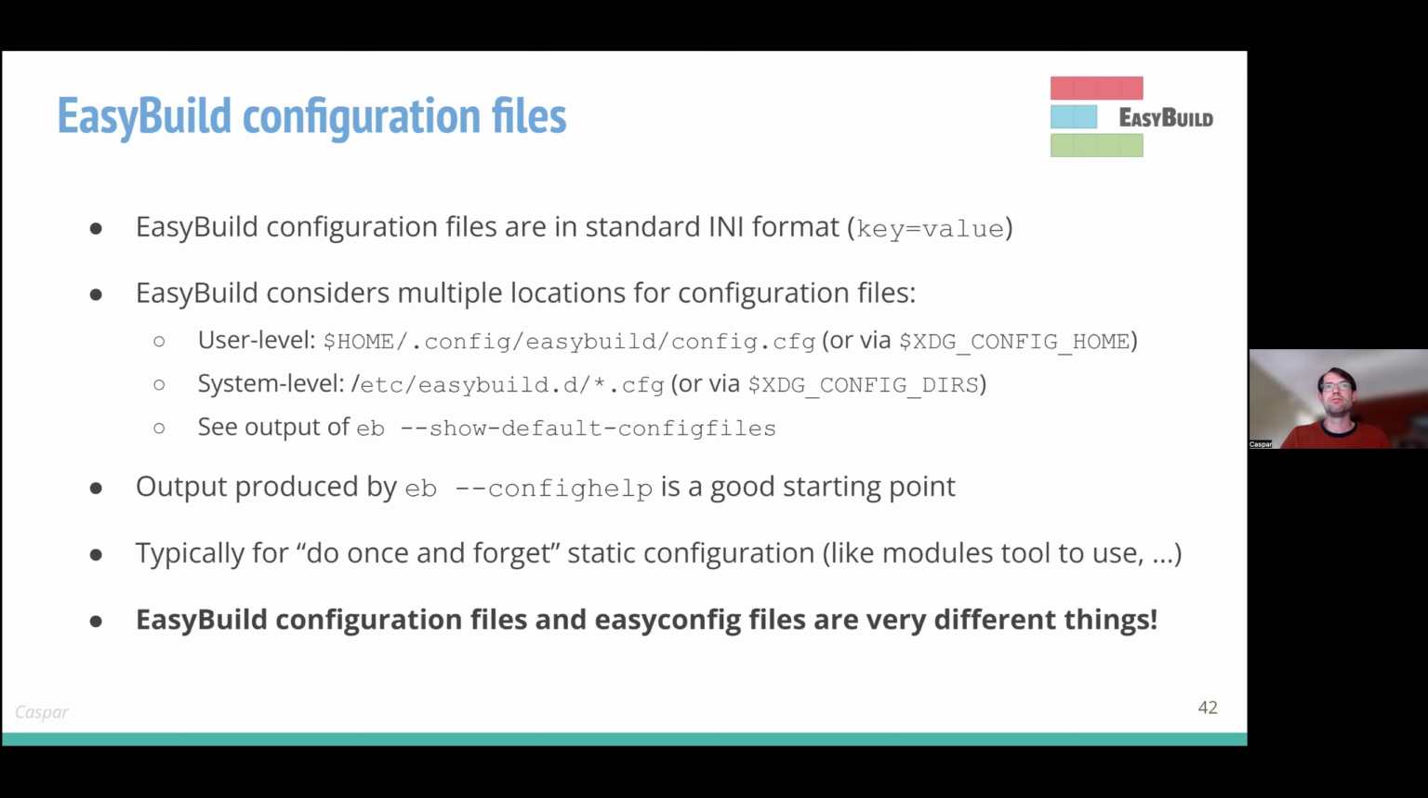Typically, a configuration file is nice for the things that are static, right? The things that you do once and forget, like, okay, what modules tool do I use on this system? That's not likely to change on a daily basis. So you probably just want to hard code that in a configuration file and be done with it. Stuff that you change on every run, you typically want to do as a command line argument, and stuff that changes sometimes, but not very often, that's typically where you would use the environment variables.